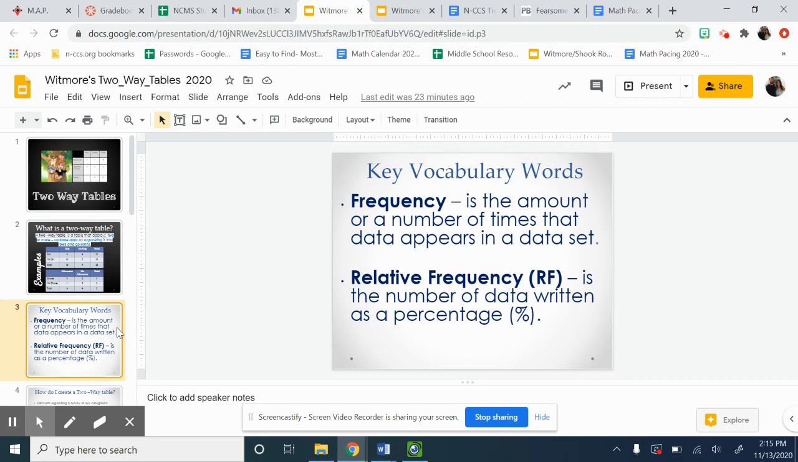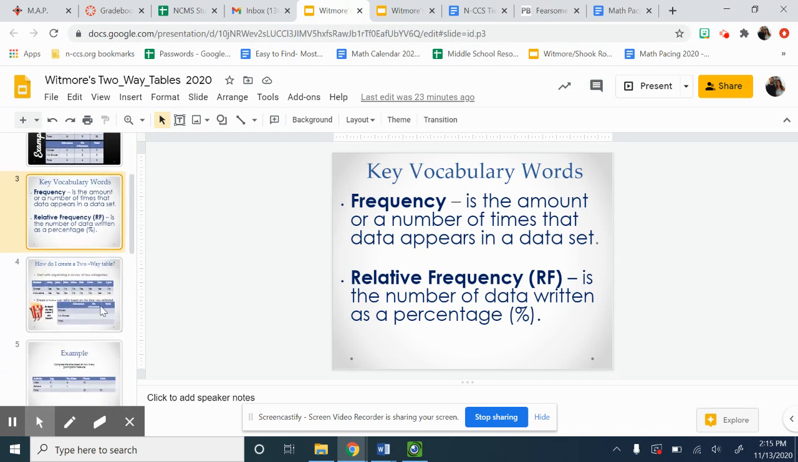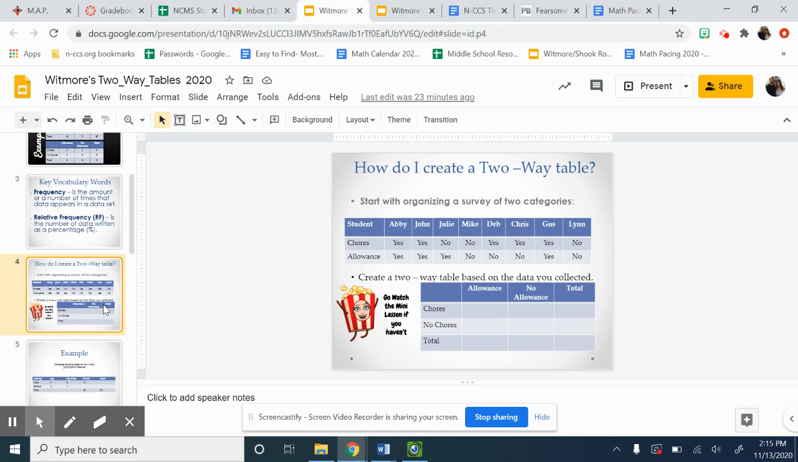So some things we need to think about: frequency is the amount of times that something appears in your data. The relative frequency is the number of data written as a percentage. So we're going to have to look at percentages as well. So I'm going to walk through a couple of these with you. So how do we make a two-way table? Well, we've got to start with getting our information.